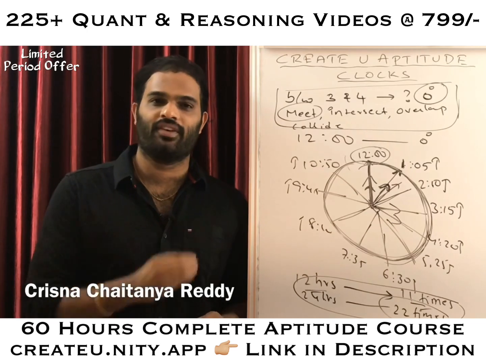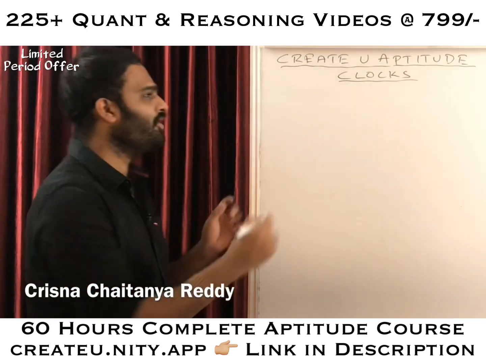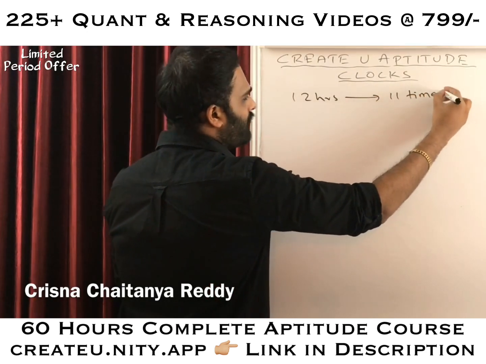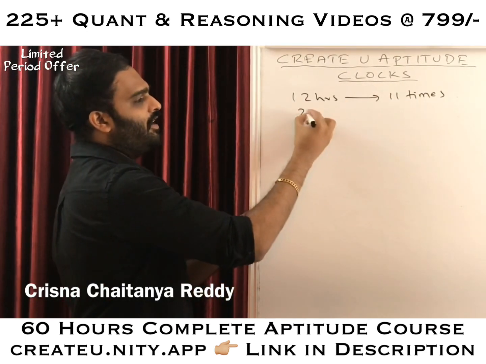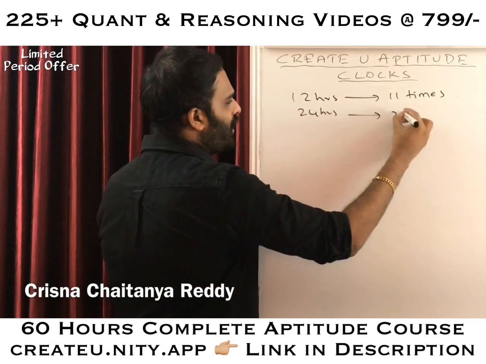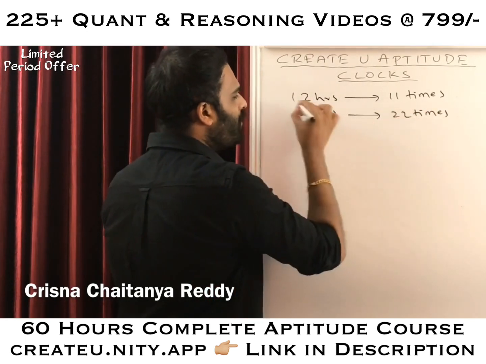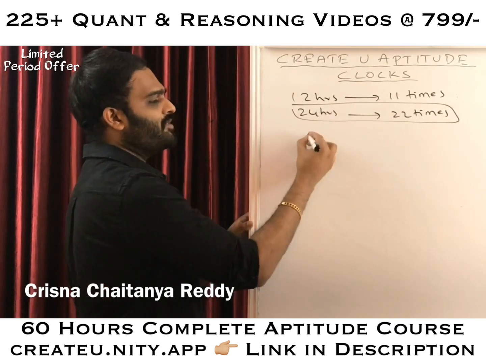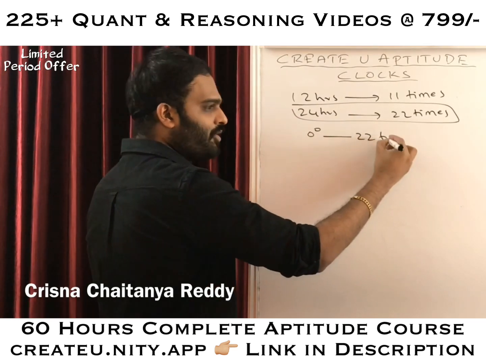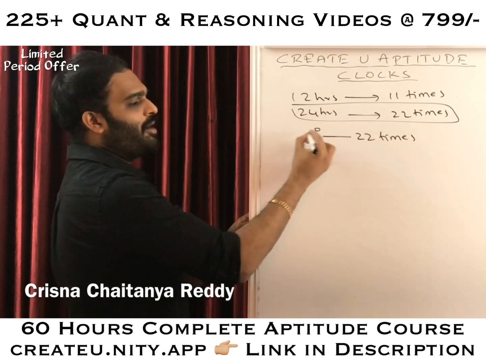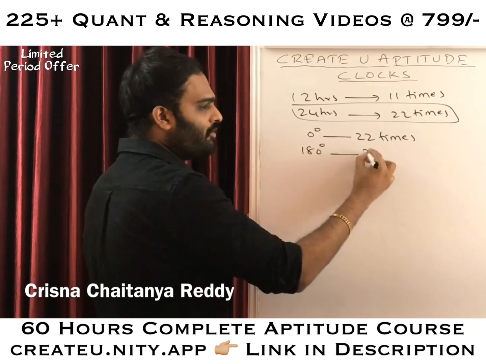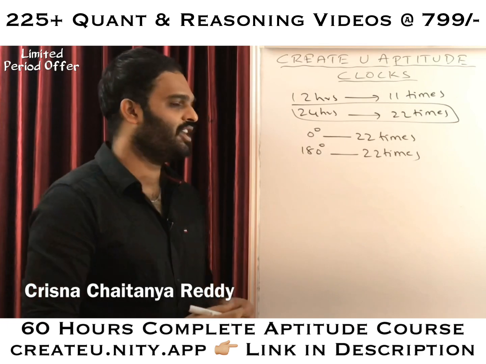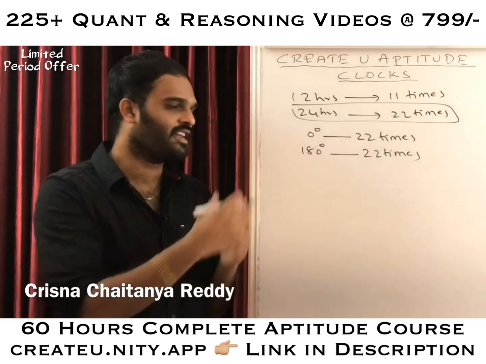Let us get deep into the concept now. Please pay your attention. You got to know that in 12 hours, they are meeting 11 times. From this information, I can say in 24 hours, they are meeting 22 times. This is important because you will get straight questions from this. That means 0 degrees happens 22 times in a day. Whatever happens for 0, that happens for 180. So 180 degrees also happens 22 times in a day. There will be a question, how many times in a day do you get an angle of 180 degrees? Your answer is 22 times.